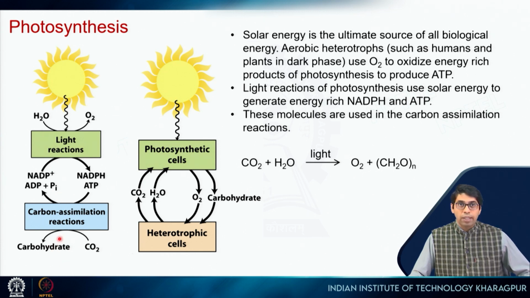We will see that there are two parts. One is a set of light reactions which will produce these high energy molecules, and then these high energy molecules will be used to produce these carbohydrates, which do not need light. So, they are also called dark reactions. Light reactions of photosynthesis use solar energy to generate energy rich NADPH and ATP molecules, and these molecules are used in the carbon assimilation reactions.